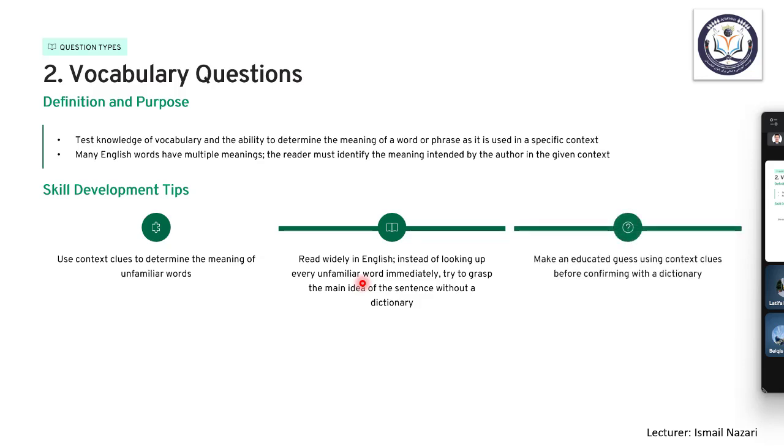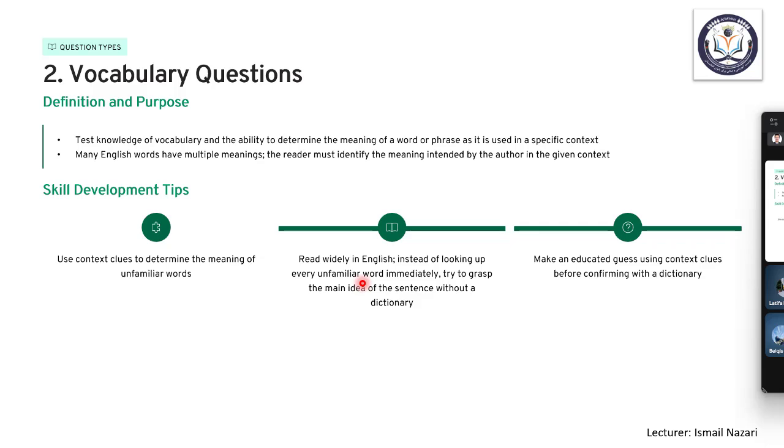The next strategy for that skill development is to make educated guesses. As we have discussed, the context clues and the types of context clues. So we mentioned that using context clues and how the words are connected, how the words can help us guess the meaning of unfamiliar words without looking to any dictionary.